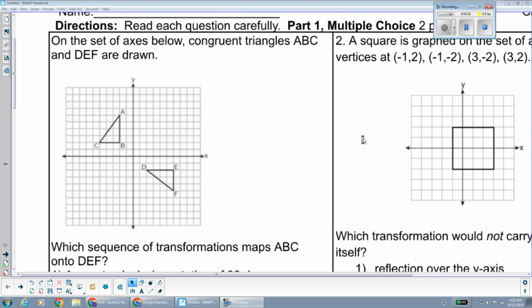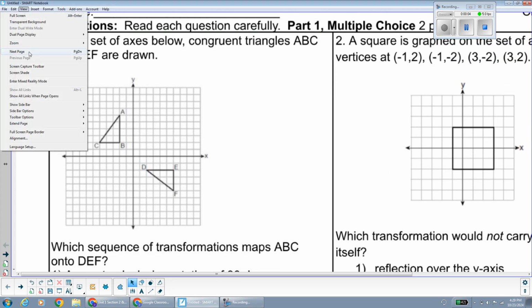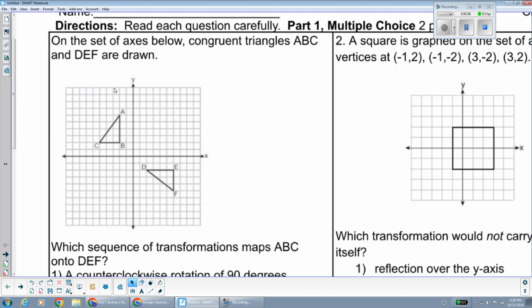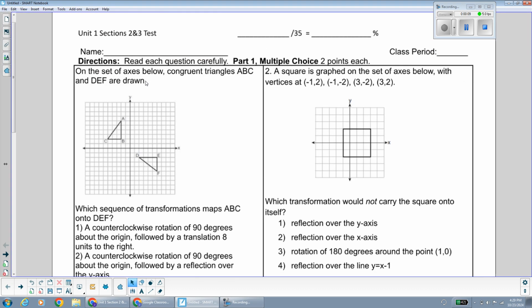For question number 1, let me just zoom out a little bit. For question number 1, the correct answer is answer choice number 1. We'll go through that one and then we'll talk about why the other ones are incorrect.